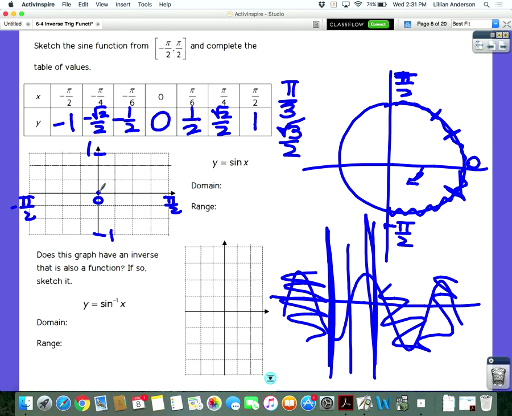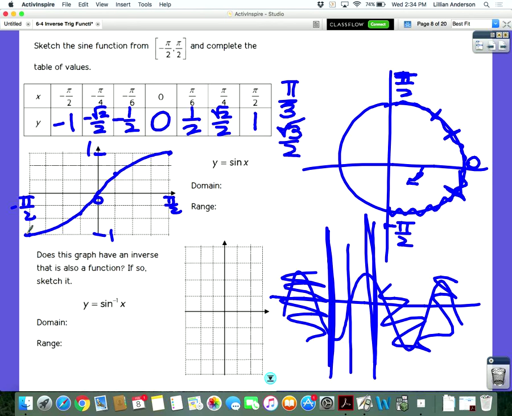So, plot it. You got 0, 0. Pi over 6, 1/2. Graph this now. This will be pi over 6, 1/2. Pi over 2, 1. Negative pi over 6, negative 1/2. Negative pi over 2, negative 1 is the graph of sine. This is what it should look like, guys. I mean, it looks just like it.